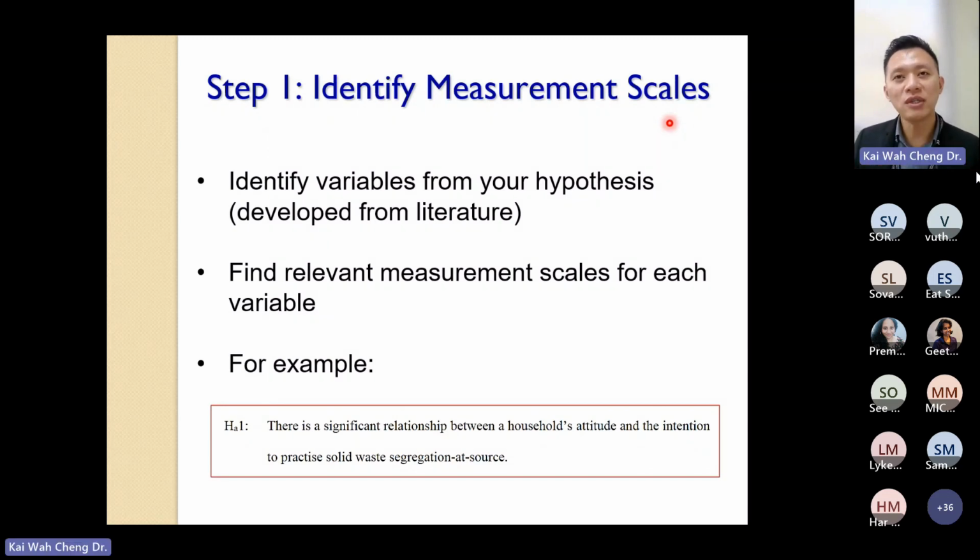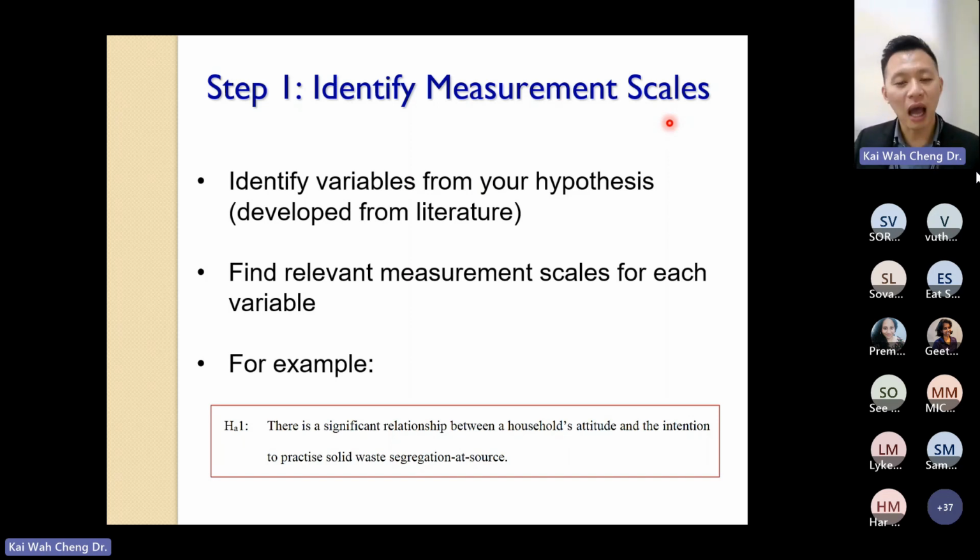And if we are using any other types of scale rather than 1 for strongly disagree to 5 for strongly agree, we call it a 5-point Likert-type scale. For example, you use 1 for never and 5 for always, or 1 for strongly disapprove to 5 for strongly approve.